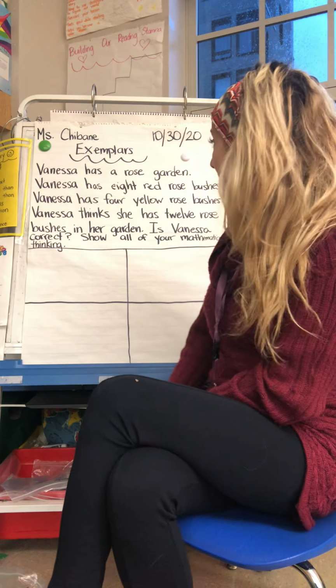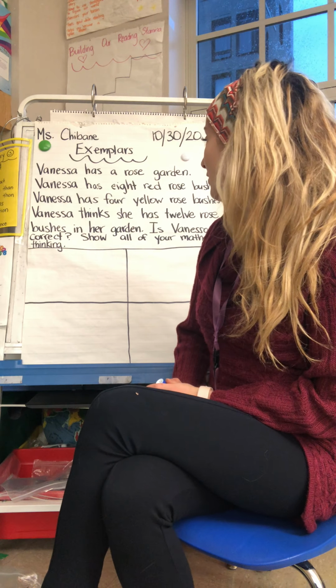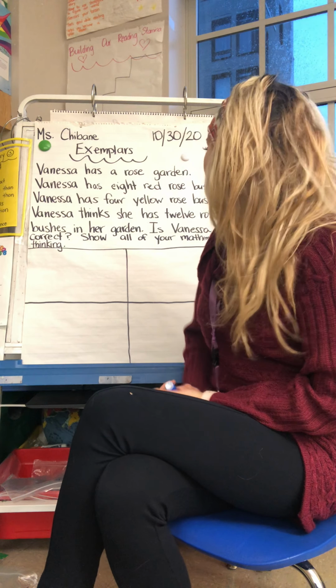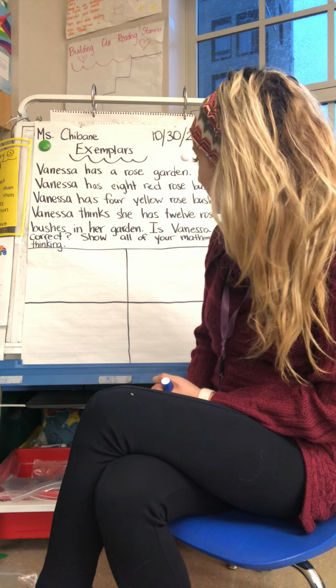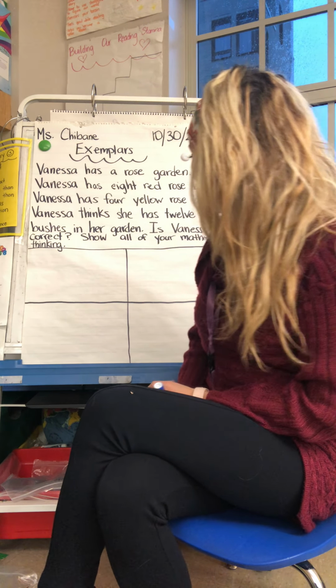So Vanessa has a rose garden. Vanessa has 8 red rose bushes. Vanessa has 4 yellow rose bushes. Vanessa thinks she has 12 rose bushes in her garden. Is Vanessa correct? Show all of your mathematical thinking.